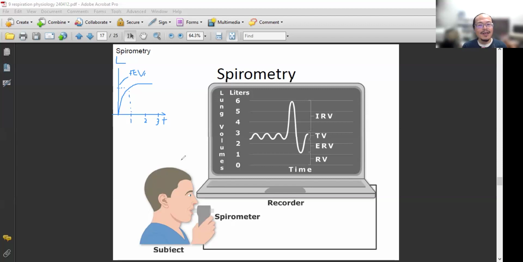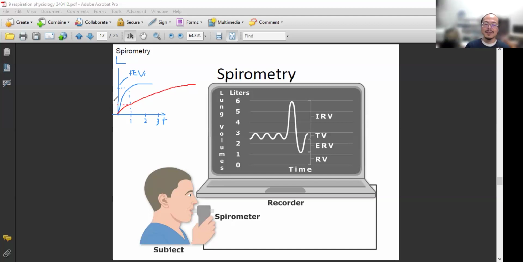If the patient has airway narrowing, let's use another color. This is the patient, the red one. We will get something like this because the airway is blocked. You just don't breathe out, right? So it increases very slowly. So your FEV1 right here will be much lower. So that's that.